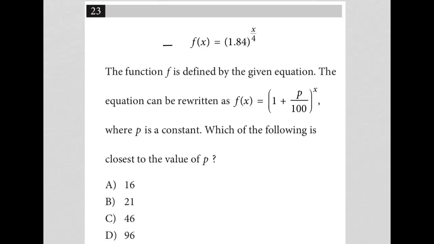So this question starts off by saying that f of x is equal to 1.84 to the x over 4 power. The question goes on to say the function f is defined by the given equation. The equation can be rewritten as f of x equals (1 plus p over 100) to the x power, where p is a constant. Which of the following is closest to the value of p?